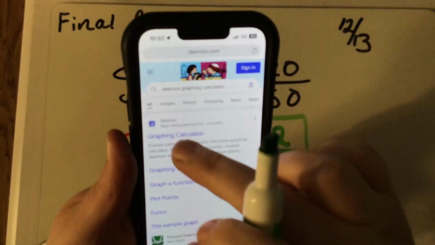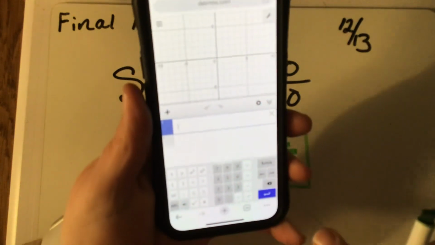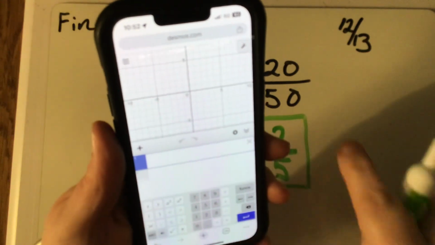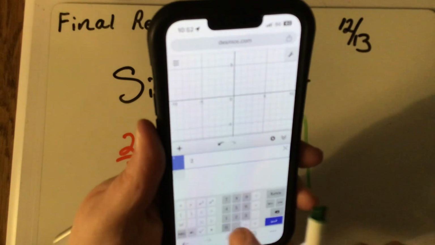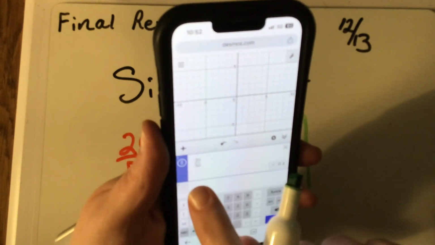I'm slow today, guys. I don't have it pulled up. Come on. Thank you. All right, here we go. 2 over 5. Actually, I'm just going to check the original problem. Let's do 20 over 50. 20 divided by 50. Magic fraction button.